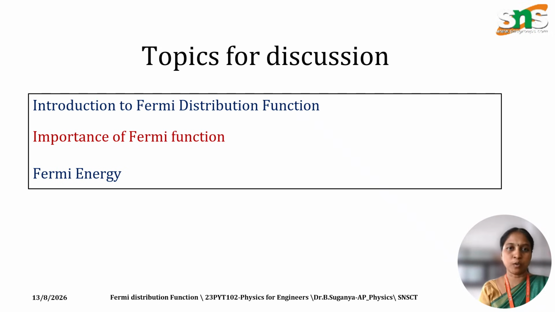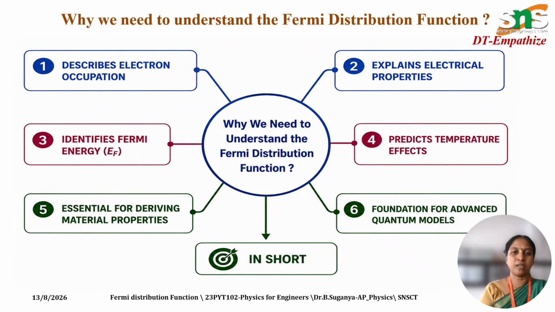So what are the topics we are going to discuss now? Introduction to Fermi distribution function, then importance of Fermi function, then what is Fermi energy. So why do we need to understand this Fermi distribution function? It describes the electron occupancy, then explains the electrical properties, then identifies Fermi energy, then predicts temperature effects, and is essential for deriving material properties and a foundation for advanced quantum models. So for these applications, we must know about the Fermi distribution function.